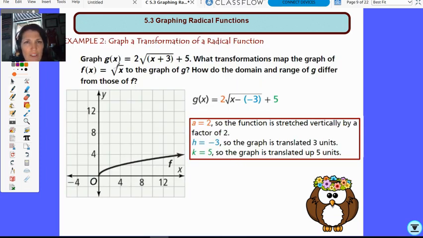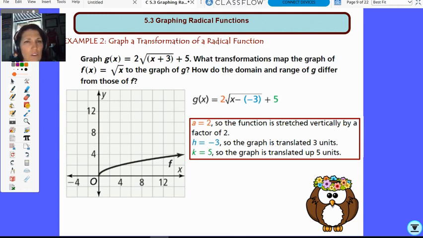So we have this graph of 2 times the square root of x plus 3, plus 5. And what transformations map the graph of f of x, the square root of x, to the graph of g? And then what's the domain and range? So right here we can notice that we're going to shift to the left 3. So it's kind of counterintuitive. If they rewrite this as x minus my shift, we just know it's going to shift to the left 3. It's going to shift up 5, and then we have this stretch of 2.